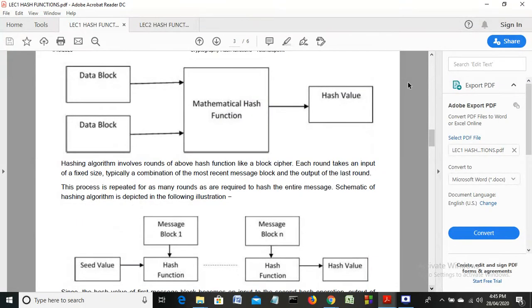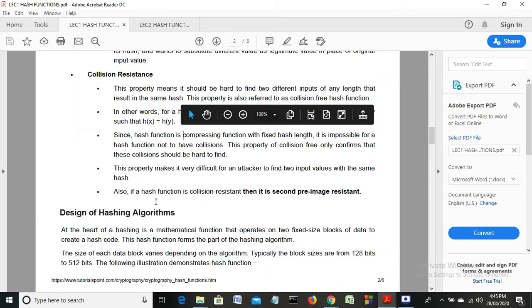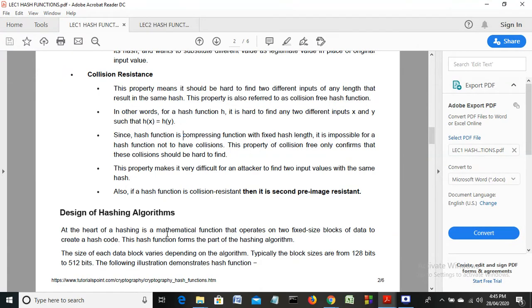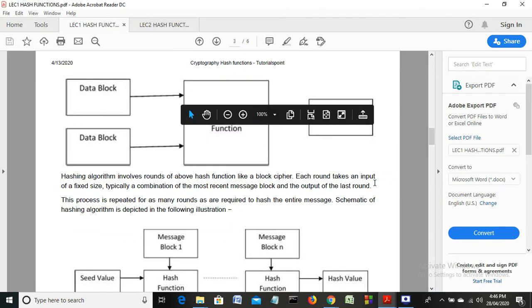Now, designing of hashing algorithms. At the heart of hashing is a mathematical function that operates on two fixed size blocks of data to create a hash code. The size of each data block varies depending on the algorithm. Block size varies from 128 to 512 bits. So these are data blocks, hash function, and hash value.